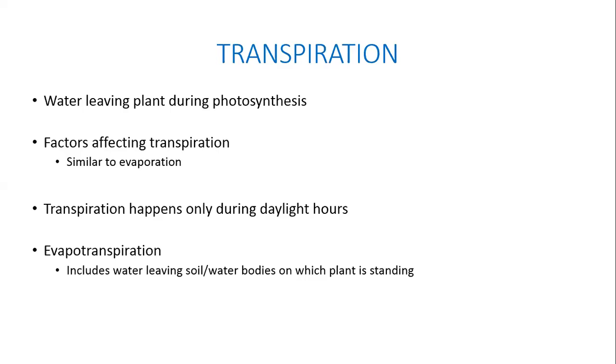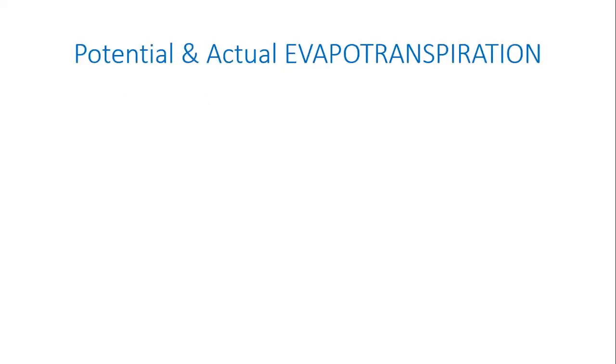Typically, when we refer to evapotranspiration, that is referring to the loss of water from vegetation, right? It could be plants, crops, or forest, whatever it may be, but it includes both processes: evaporation from the soil or from the water body in which the plant is standing, and transpiration through the leaves. Both of these combined together, most times, is referred to as evapotranspiration.